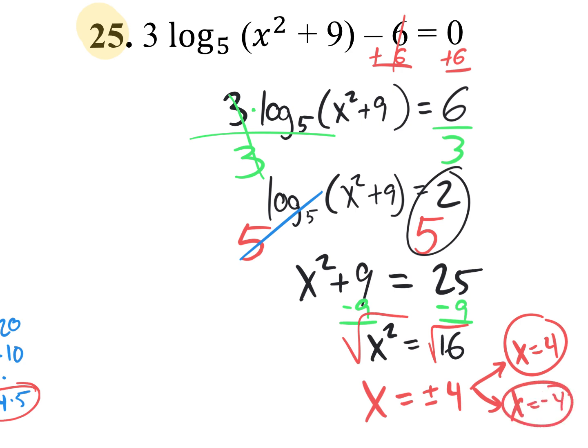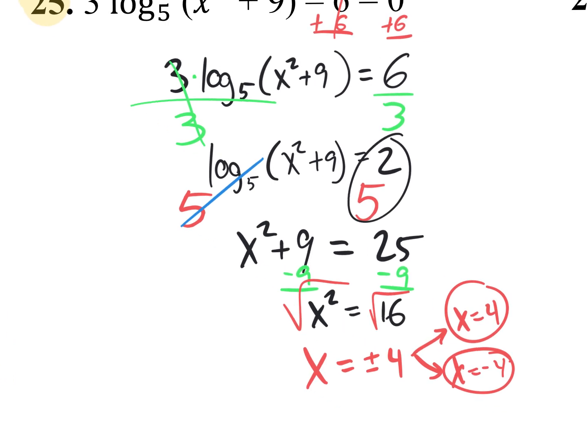Now the question is, will either one of these give us 0 or a negative number inside a logarithm? If you plug in 4, 4 squared is 16. 16 plus 9 is positive. You don't have 0, you don't have a negative, you're good. If you plug in a -4, you also get a positive number because -4 squared is also positive 16, which gives you a positive value. So both of these are the correct answer, okay? I hope that makes sense.